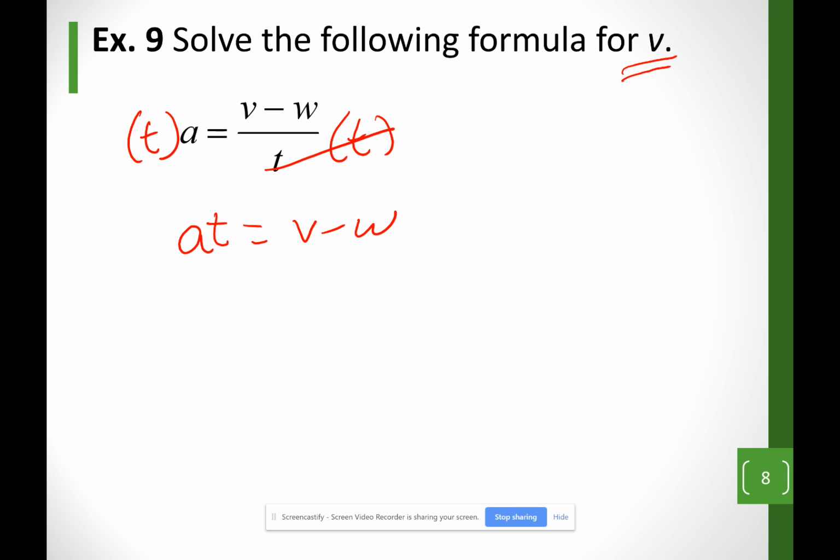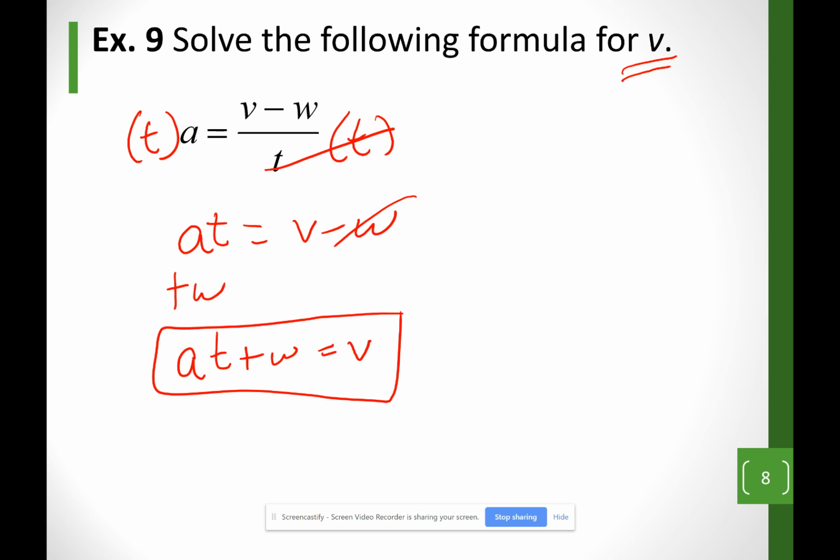Now, my goal is to get the v by itself. I want to get rid of the minus w. I'm going to move it to the left side as a plus w. So I have that at plus w is equal to v. I have v by itself, so that's pretty much it.